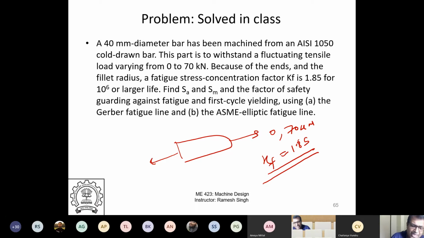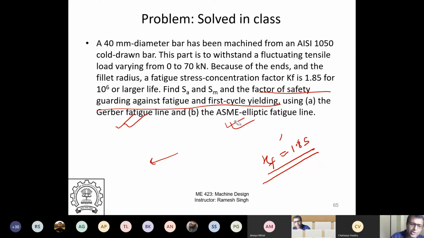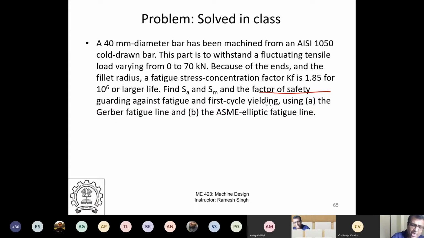First thing what we have to do is find Sa, Sm, and the factor of safety against fatigue, and first cycle yielding also. So you have to do both Gerber and ASME elliptic fatigue line. All you have to do. Okay. Now how do we go about doing this? Can somebody give me some idea how do we go about doing this? First thing what we should do. What is step one? If I see this problem, what do I do? What is the first thing I should do?